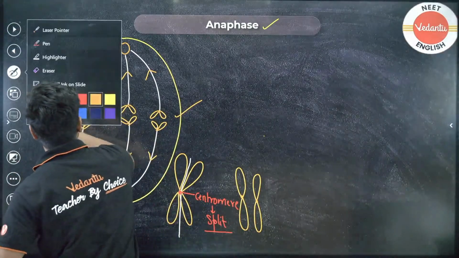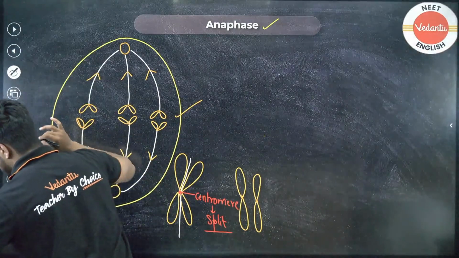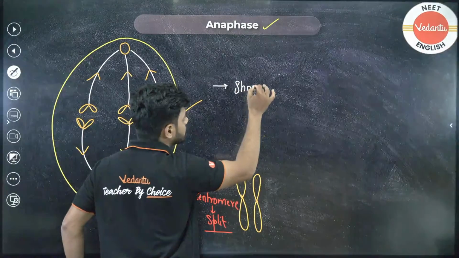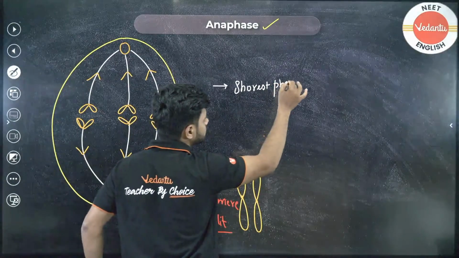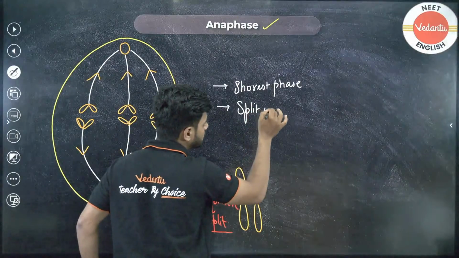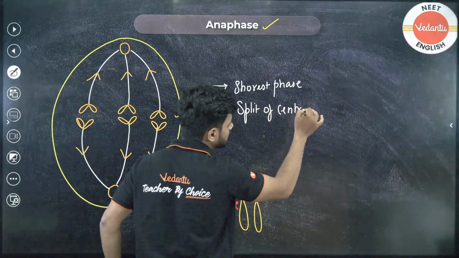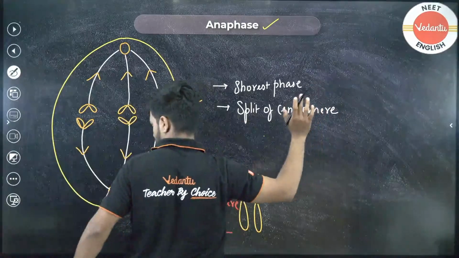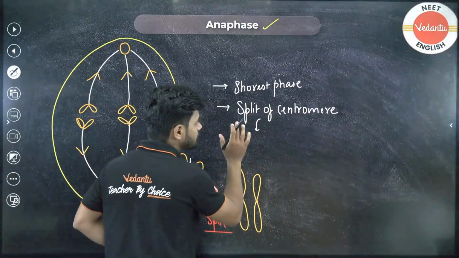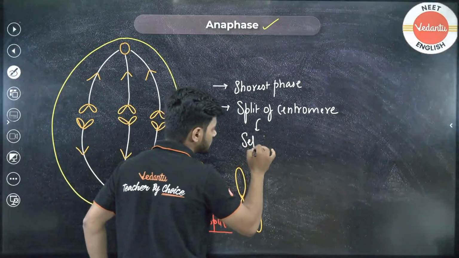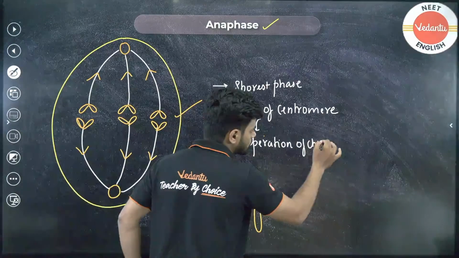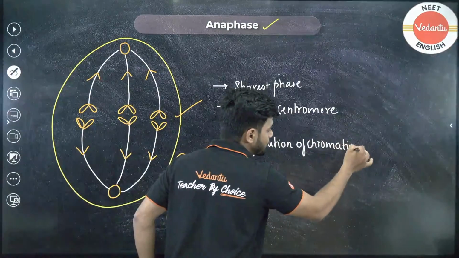Now let me tell you a few points here. Technically it is the shortest phase. Here what is happening? Splitting of centromere is happening. Now, if the split of centromere is happening, what happens? If centromere is splitting, there is separation of chromatids.